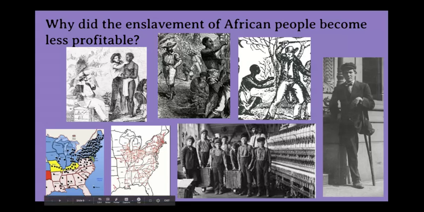The proof that this system is more profitable than this system, that factories are more profitable than plantations, that industry is more profitable than slavery, is in these two maps here. This is the US immediately before the US Civil War. These black dots are factories. You can see the northern states have a ton of factories, the south not so much. You can see the northern states have a ton of railroads, the southern less so.